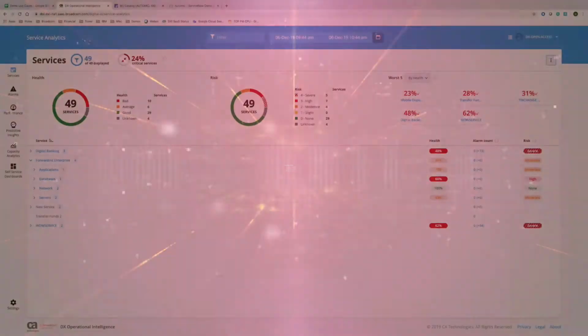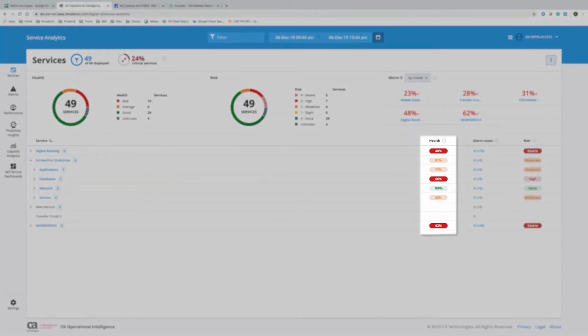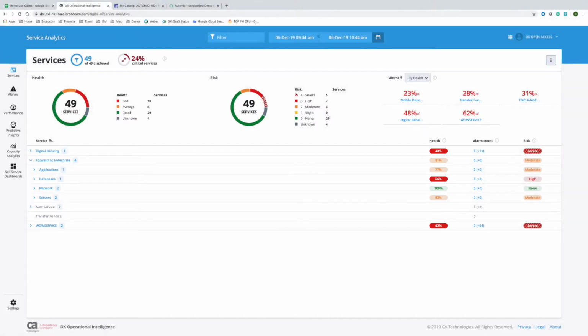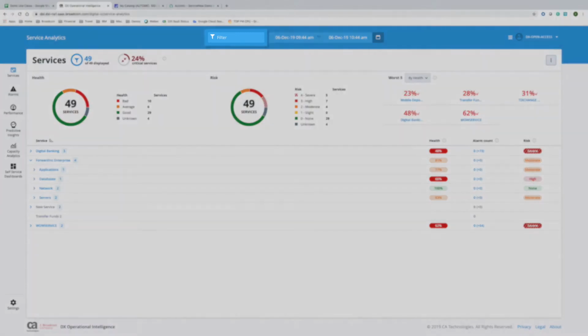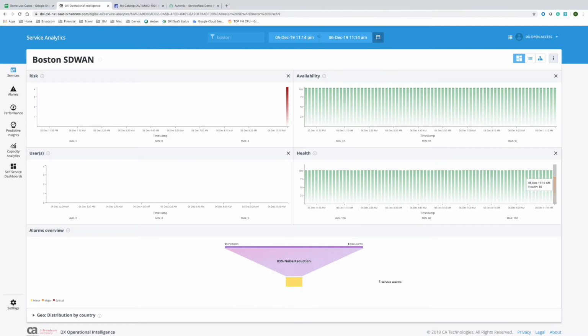Let's take a look. From the Operational Insight Console in AI Ops, we get an overall picture of how services and systems are operating based on established thresholds. We can see here we have some issues, way too much red. As the operations lead responsible for the Boston SD-WAN, I can filter directly to those services. Then select SD-WAN. Here I can see issue history, including risk, availability, and health.